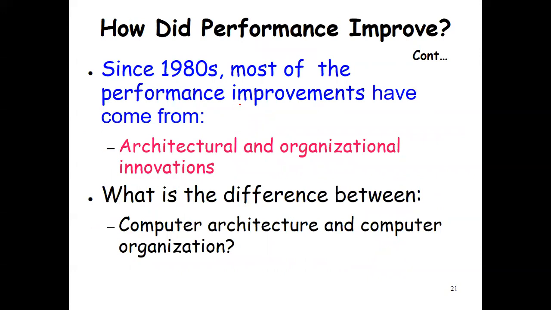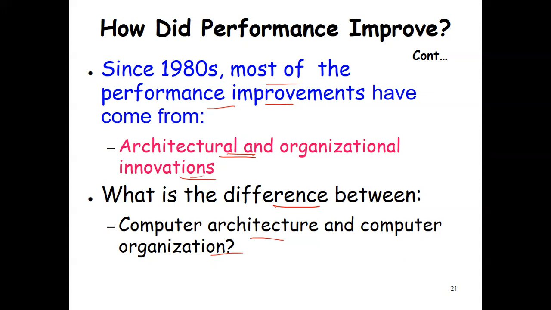Since the 1980s, most of the performance improvements have come from architectural and organizational innovation. Up to the 1980s, where did performance improvement come from? From manufacturing innovation. But after the 1980s, it has come from architectural and organizational innovation. So what is the difference between architecture and organization? I think we can stop here, and we will continue in the next lecture.